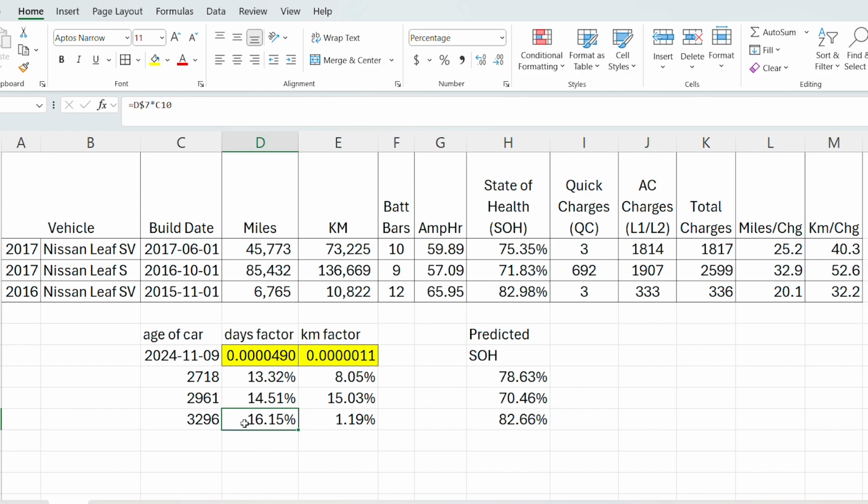I'll just walk through one more time here. This last car is 3296 days old. Then I multiply it by this factor. I figure it's about 16% degradation due to that. Then with the distance factor, I multiply this by the number of kilometers, so it comes out to this. Then you take these two, subtract them from 100%, and it brings it to 82.6, which is pretty close to this number here.